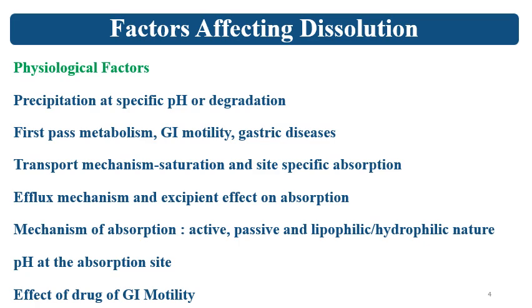Then the pH at the absorption site. If the API has site specific absorption, what is the pH of that site for the API to get absorbed? Then the effect of the drug on the GI motility. Whether the drug has an effect on the GI motility, whether it is promoting the peristalsis or inhibiting the peristalsis, that should be considered.